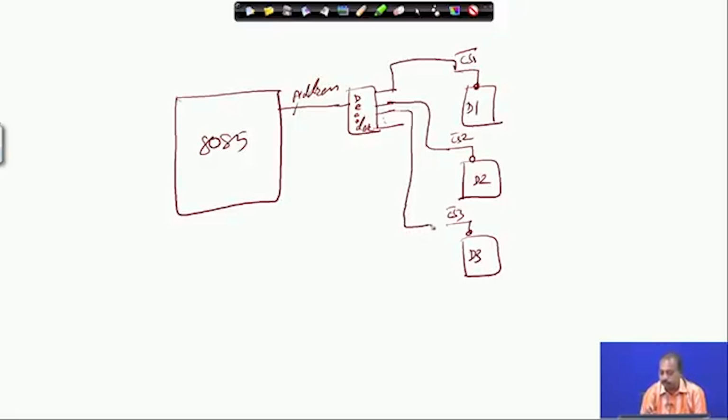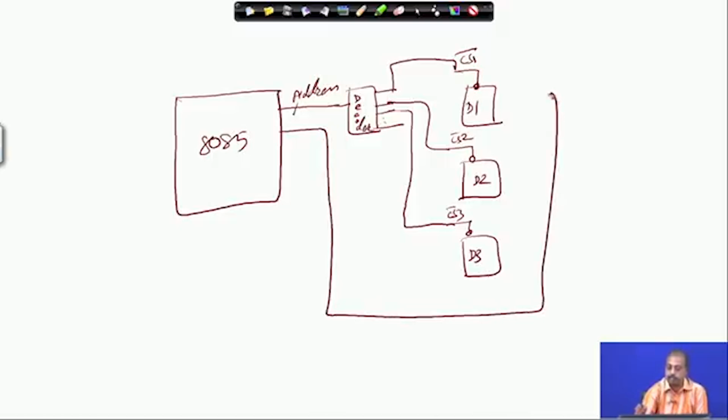These enable lines are to be connected to the chip select line, so that based on the address that is generated, one of these devices will get selected, and the data bus can be connected to all these devices. If D1 is an input device, the data direction will be like this. If D2 is an output device, the direction will be like this.